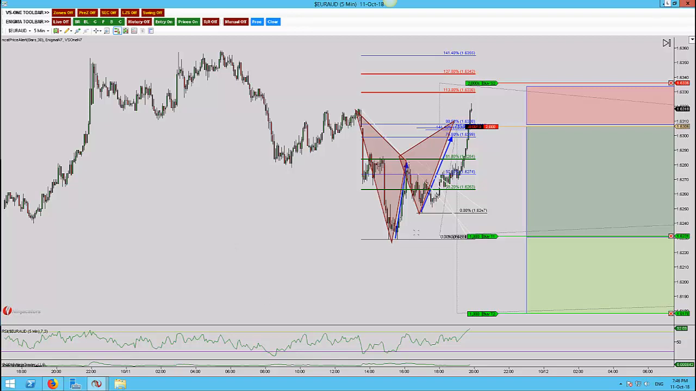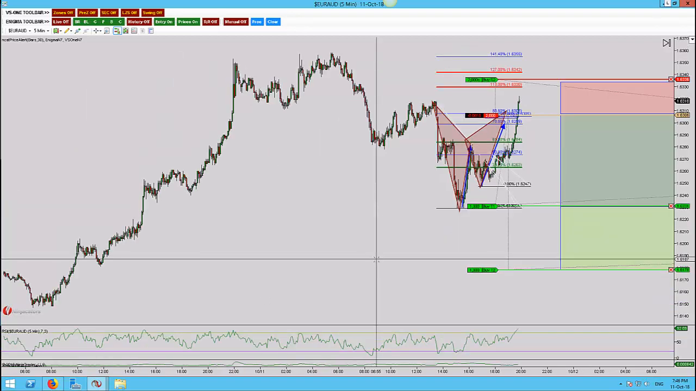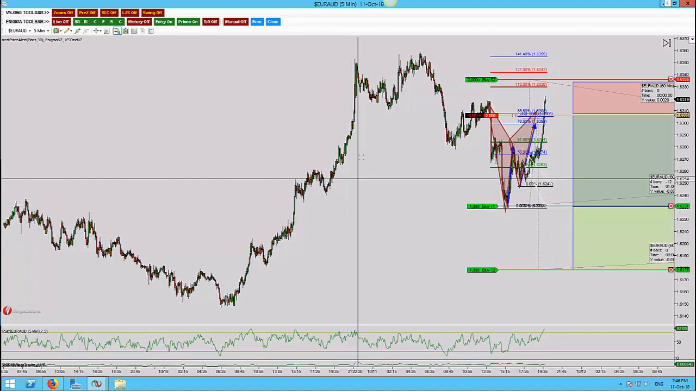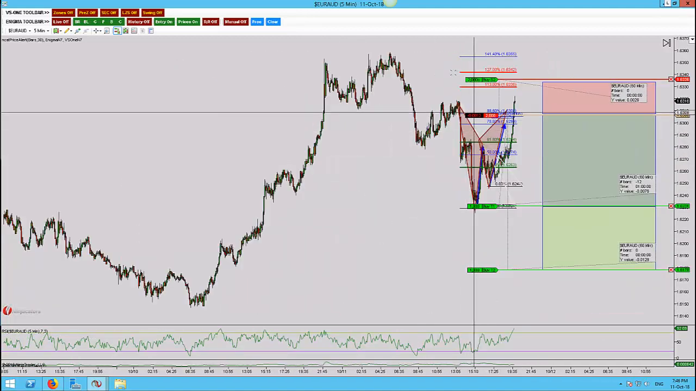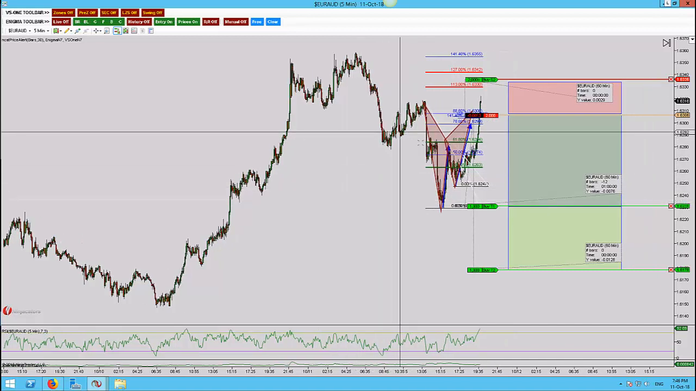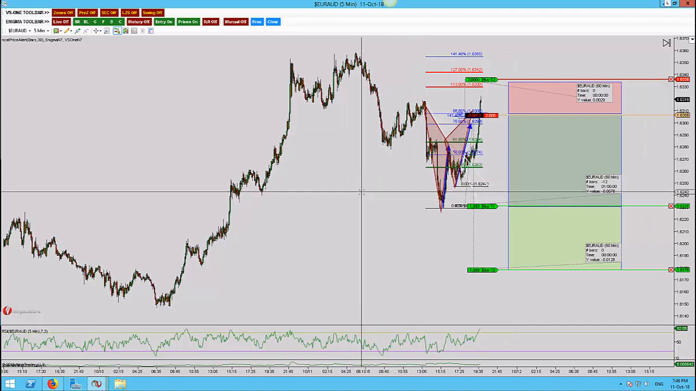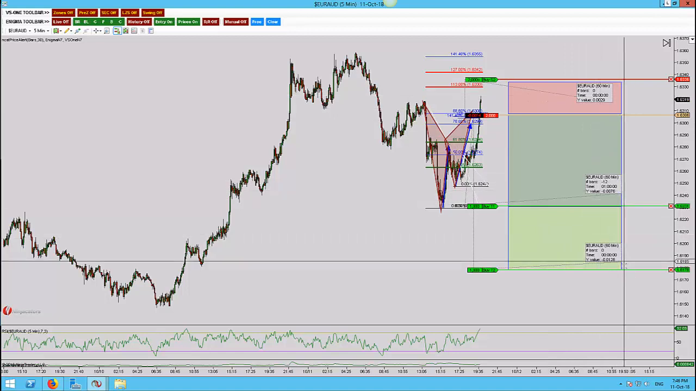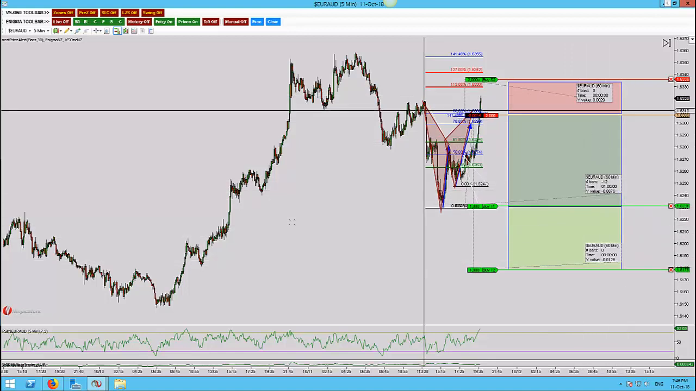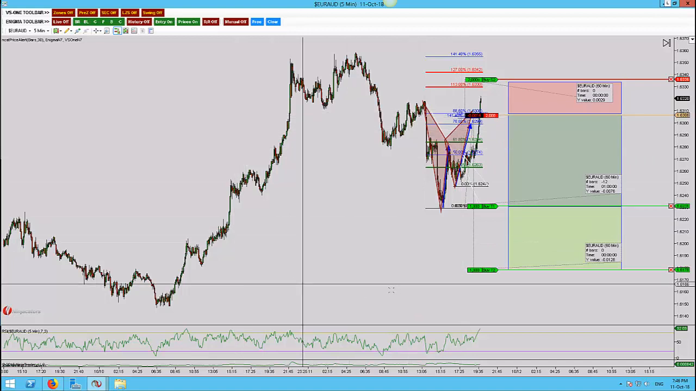We're here on the Euro Aussie 5-minute time frame. This is a trend continuation trade I've got in using an AB equals CD pattern, a bat pattern, some fibs, the RSI, and we're risking 29 pips for 76 target one and 128 target two. We will have a look now at the higher time frame analysis.